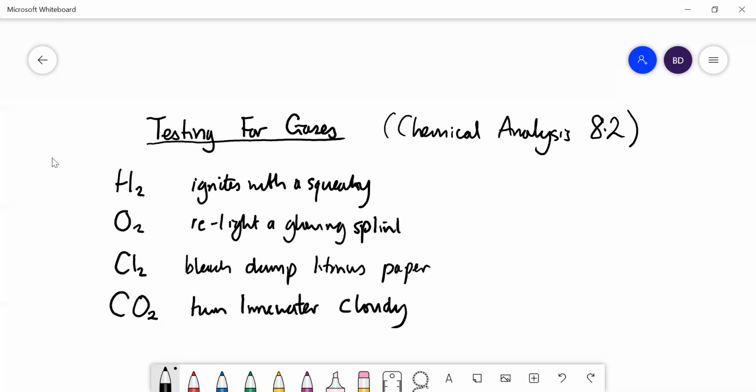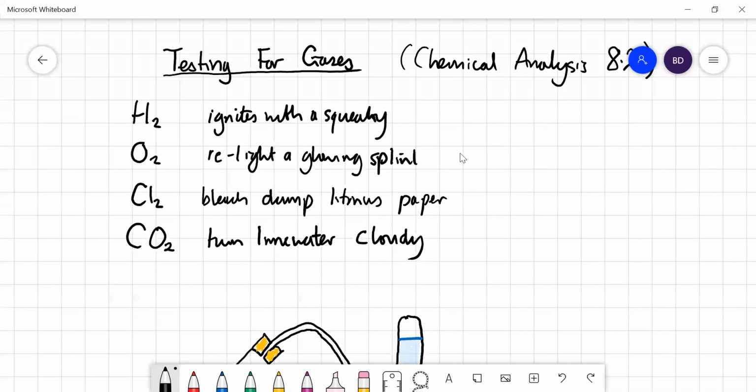But what I'll do is I'll go through how you can make each of those gases and where they come across. You'll come across them in the rest of the specification, just to give a bit of context to it. So okay, let's start off with hydrogen then.